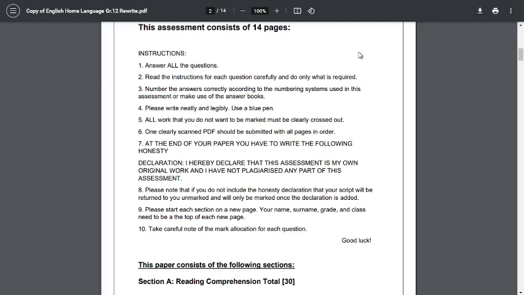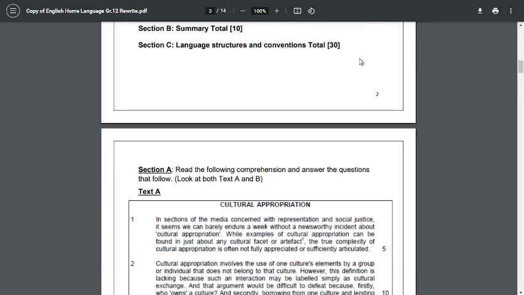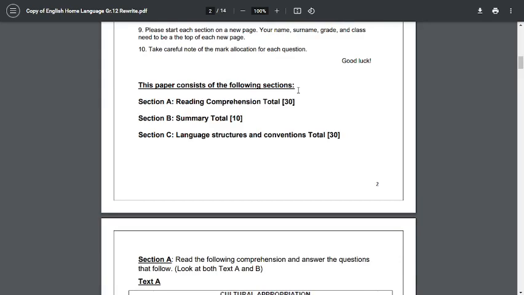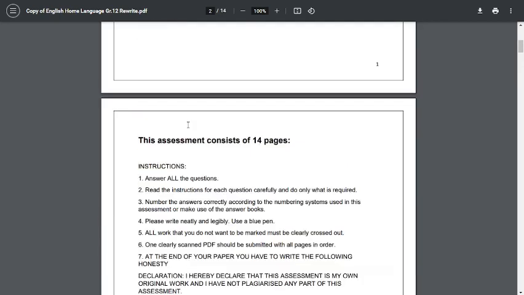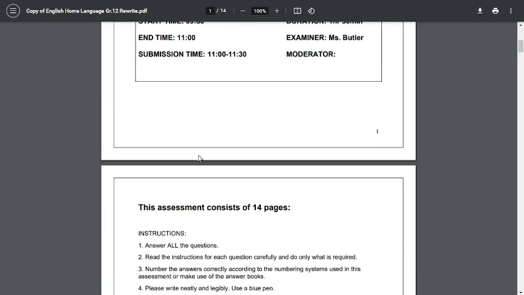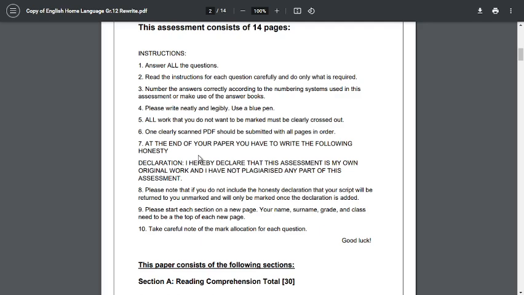Please start a new section, each section on a new page. Name, surname, grade, and class need to be at the top of each new page. Take careful note of the mark allocation for each question. Okay, now it tells you what sections are in this paper. Now, this is quite a simple paper, meaning you just answer every question on the paper.